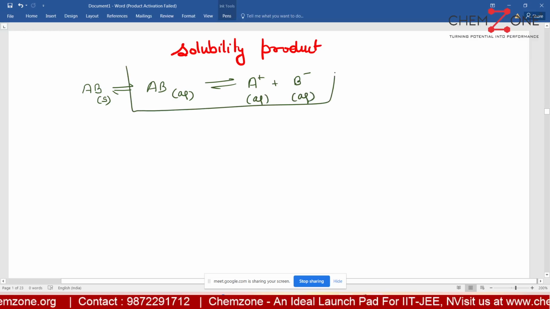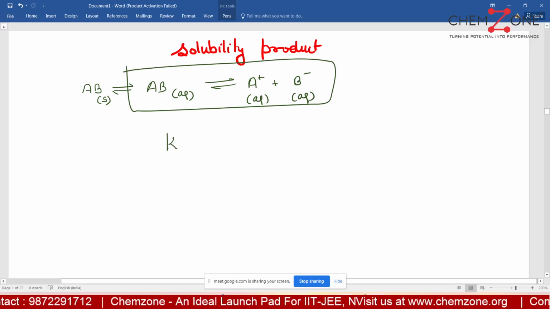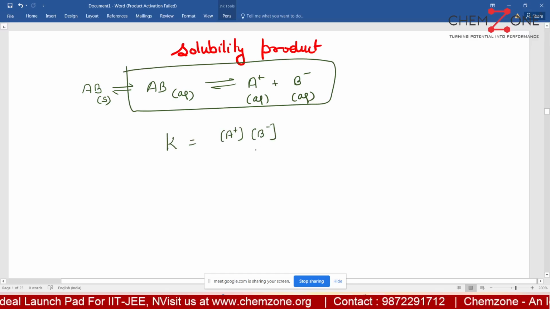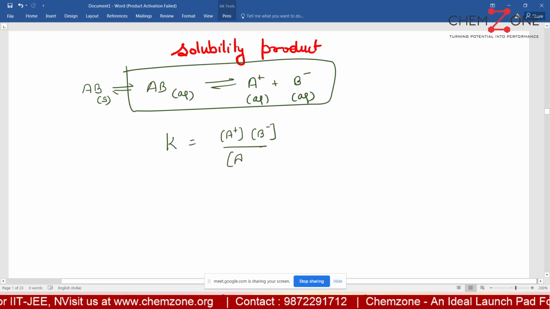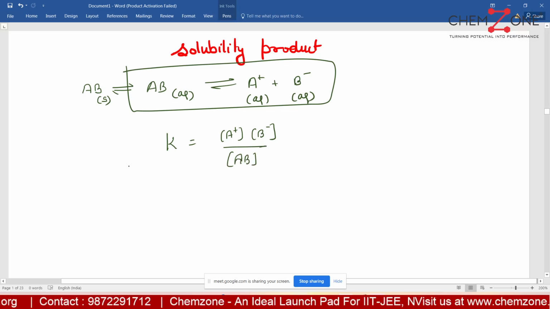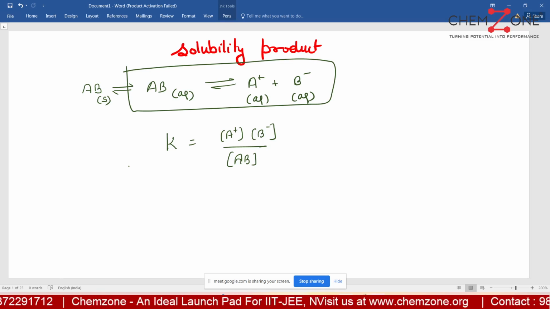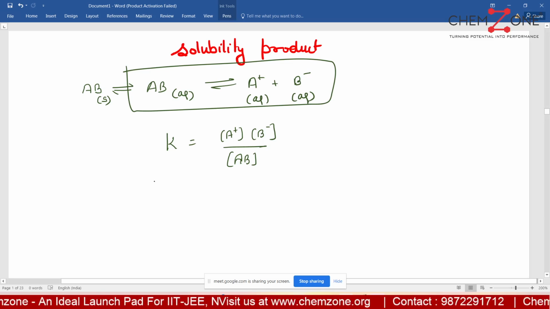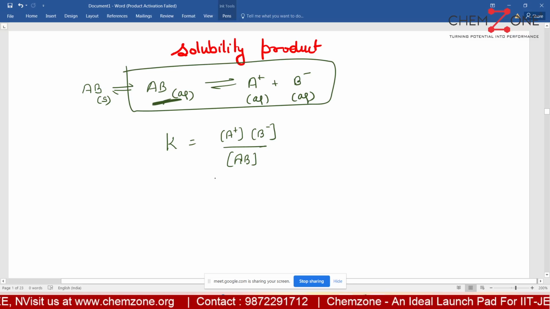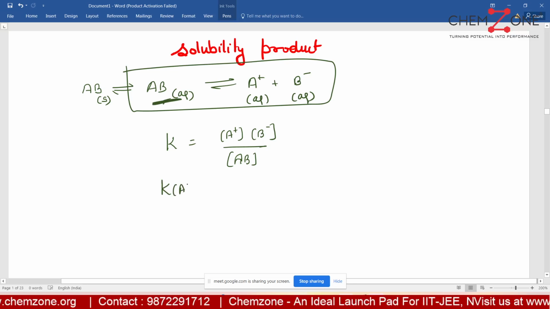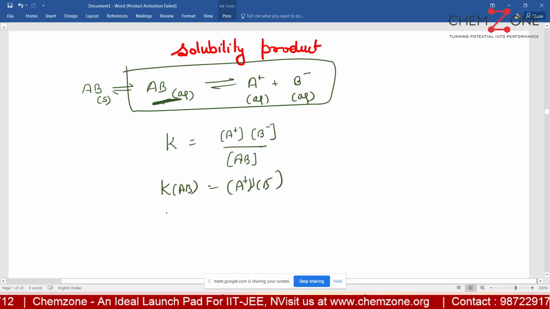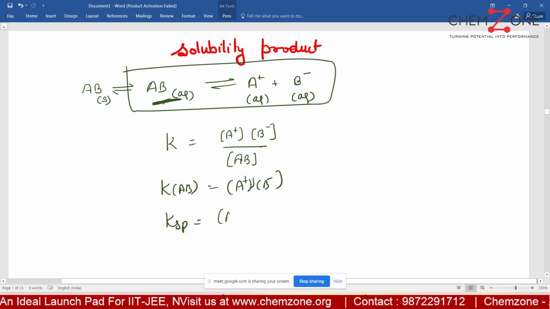For this equilibrium, I'm writing the equilibrium constant: A positive, B negative upon AB. This AB will remain constant because it is in a saturated solution. So the product of these two constants is equal to A positive and B negative. This is called the solubility product, KSP.